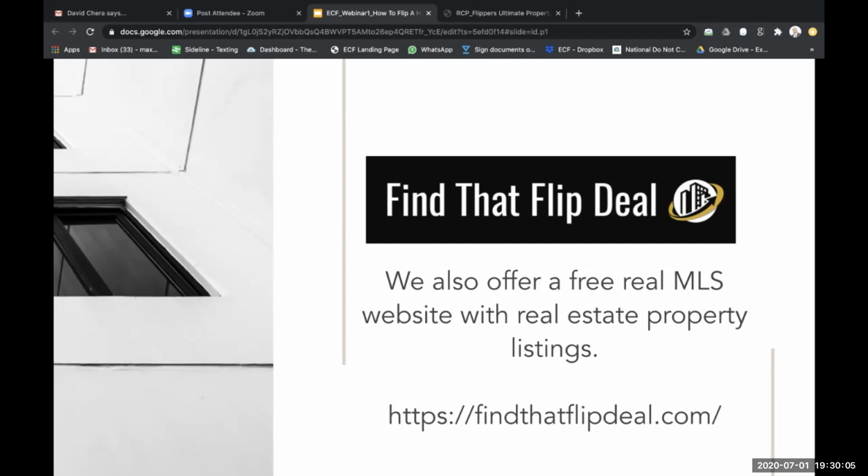We also have another site besides my main site. This is called findthatflipdeal.com. It's a free MLS website. We created it years ago for wholesalers to post their properties on there. My company, Express Capital Financing, has 35,000 investors in our database. So when you put your properties up there, it's free. Whether you're a wholesaler, landlord, developer, property manager, realtor, put your properties up there. It's free. You're going to get the clicks.